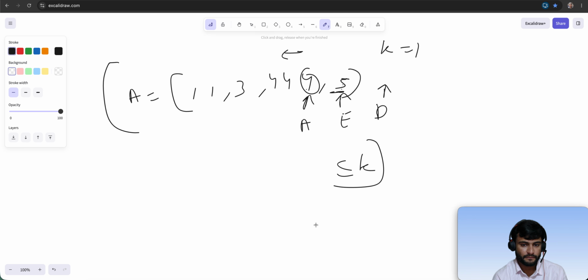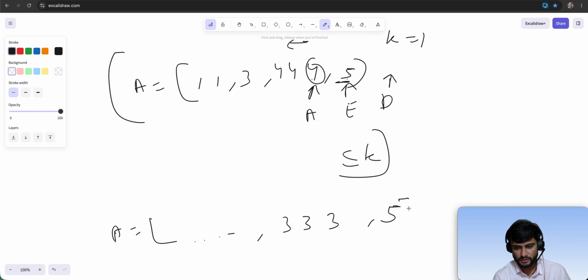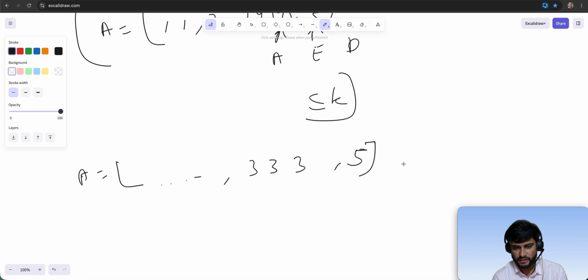So let's say this maximum value is 5, that is odd. Now this is 3, right? The next smaller value is 3, 3 and 3, right? Our a is like this, and k equals 1.